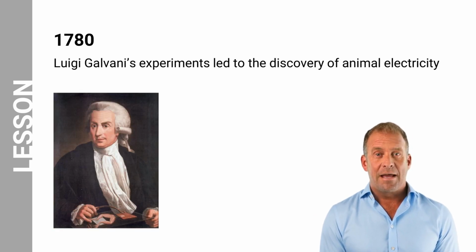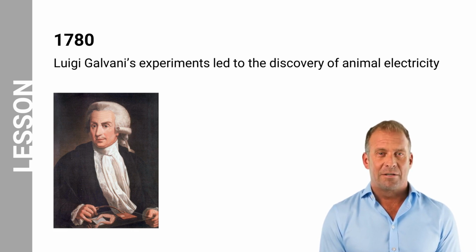In 1780, Luigi Galvani, an Italian doctor and scientist, conducted experiments demonstrating what we now understand as the electrical basis of nerve impulses. He termed this animal electricity. His work provided a foundation for future inventors like Alessandro Volta.